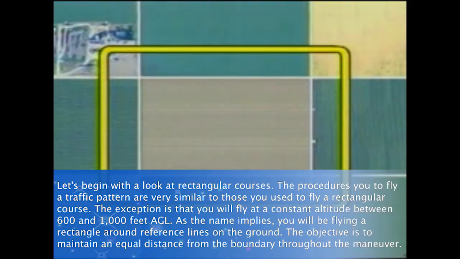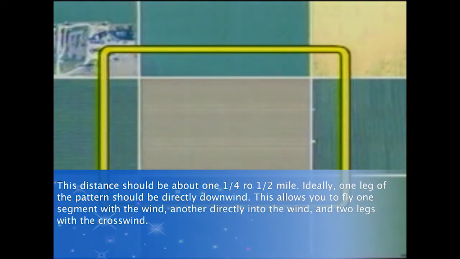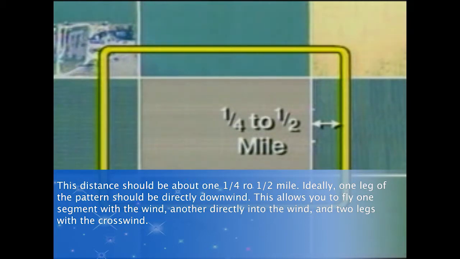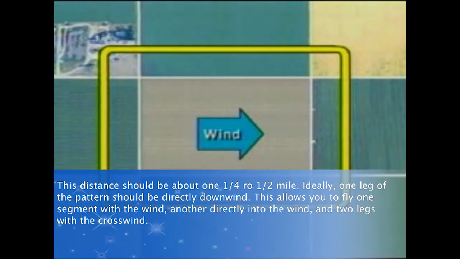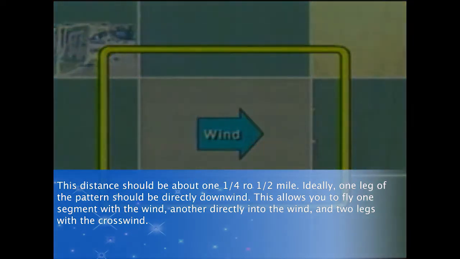The objective is to maintain an equal distance from the boundary throughout the maneuver. This distance should be about 1/4 to 1/2 mile. Ideally, one leg of the pattern should be directly downwind. This allows you to fly one segment with the wind, another directly into the wind, and two legs with a crosswind.